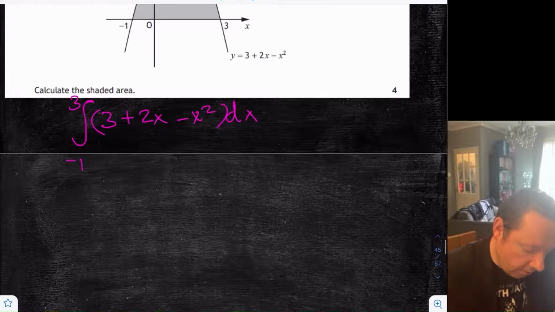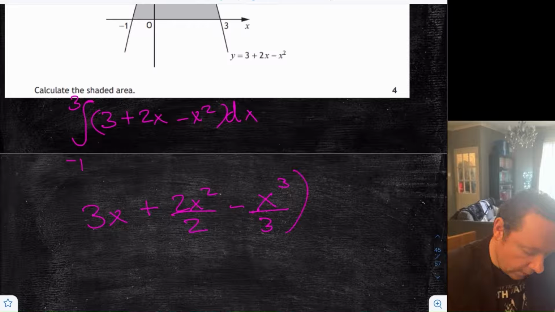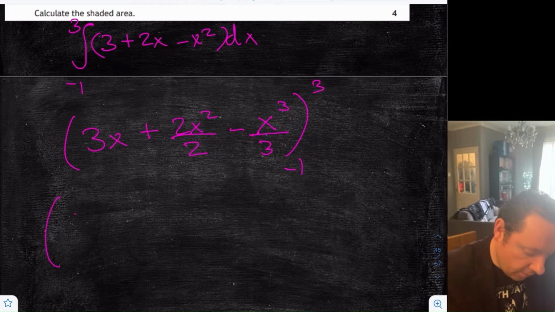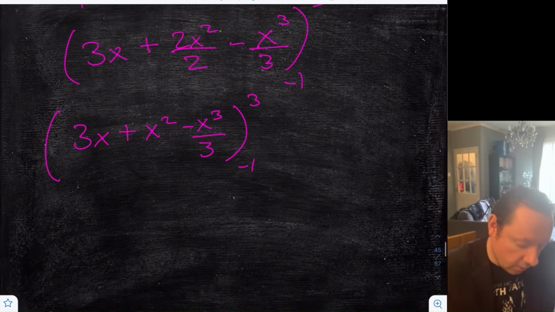So that gives me 3x plus add 1 to the power, divide by the new power, minus add 1 to the power, divide by the new power, between -1 and 3. Tidying that up, 3x plus x squared minus x cubed over 3, between -1 and 3. You've got most of the marks so far, we just need to sub in our numbers now.